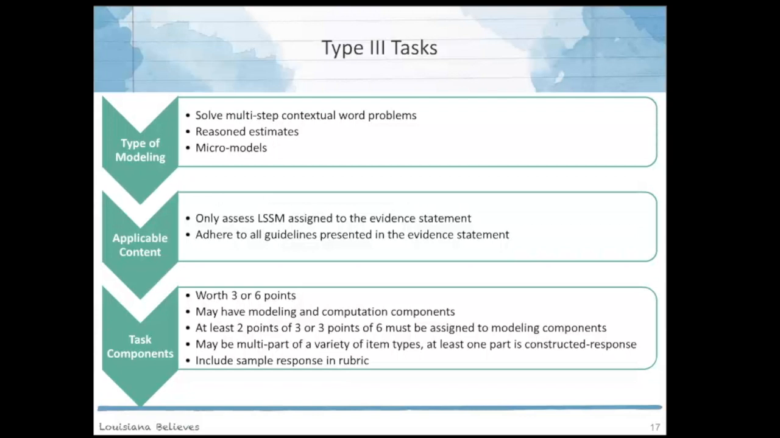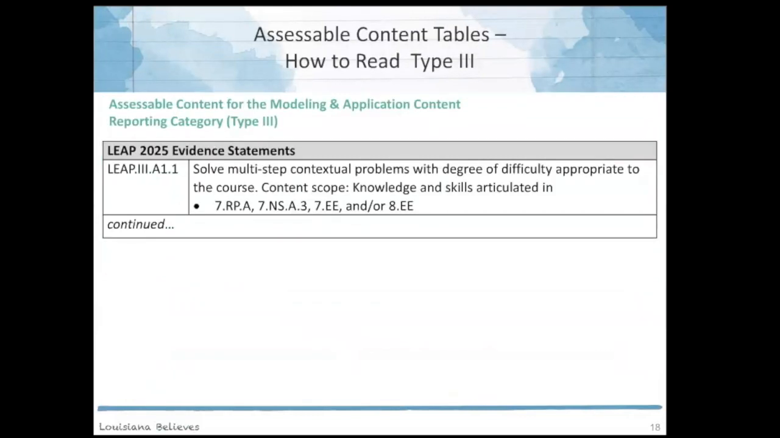And then after that initial statement of the type of modeling that we're expecting students to demonstrate, then there would be a listing of applicable content. So the standard that this directly relates to, and then some guidelines that may be provided with that evidence statement. Type 3 tasks are either worth 3 points or 6 points. They may have modeling and computation components. At least 2 of the 3 or 3 of the 6 points must be aligned to modeling. And again, they can be multi-part with a variety of item types, but at least one part is going to be constructive response.